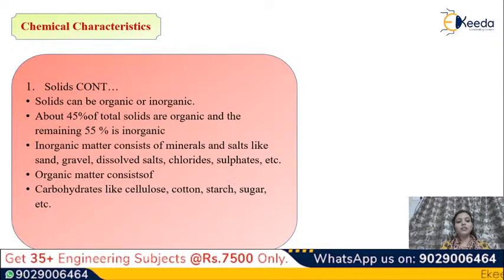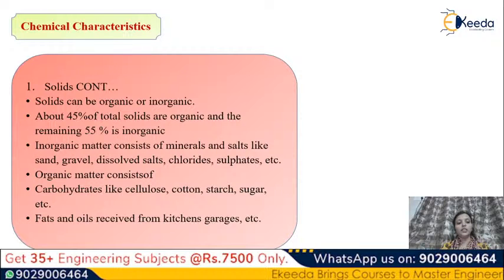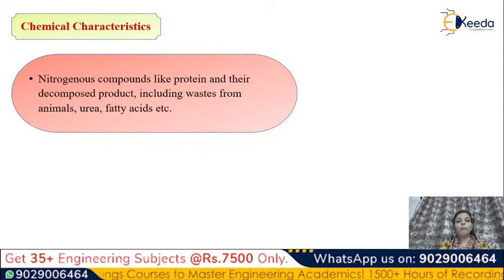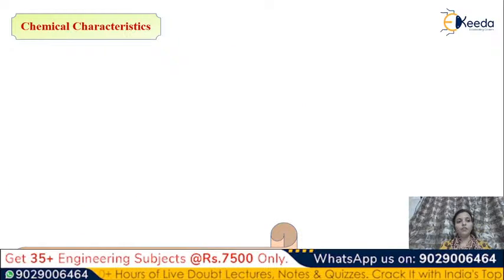The organic matters consist of carbohydrates like cellulose, cotton, starch, sugars, which come from the vegetable waste from the kitchen, and the fats and oils received from the kitchen's garbage, etc. The nitrogenous compounds like proteins and their decomposed products, including the waste from animals, urea, fatty acid, etc. So the solids are the combination of all the proteins and nitrogenous compounds in the wastewater.